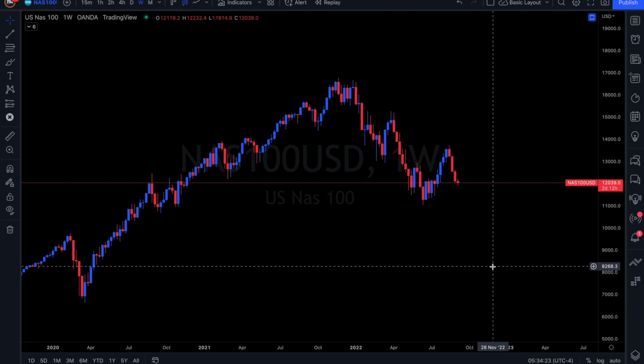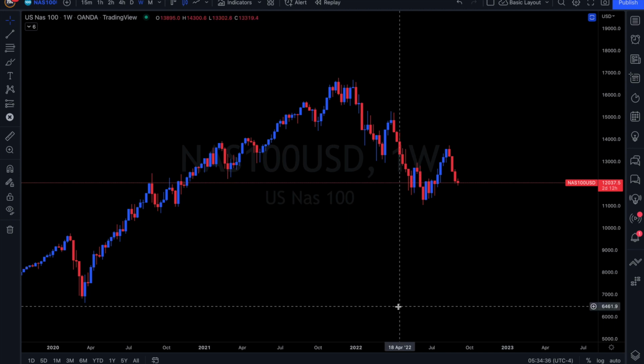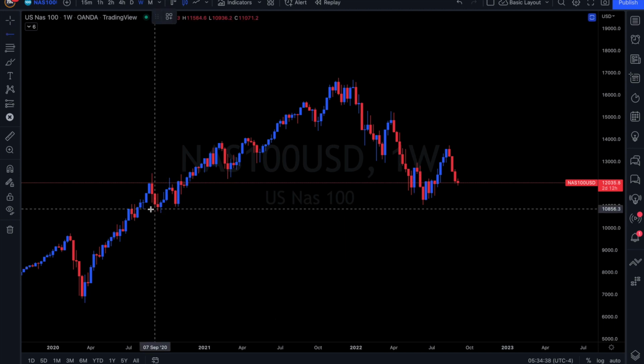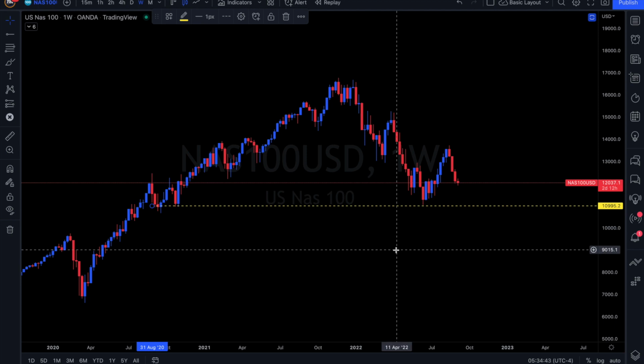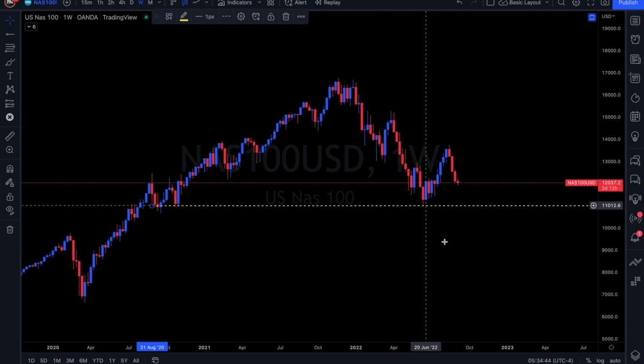As you can see, we're looking at NAS100, and I wanted to give you guys an update on NAS100, as I've already given you an update on gold. So NAS100, we're looking at it on the weekly chart. As you know, we're looking at these particular levels here to reach on the weekly.